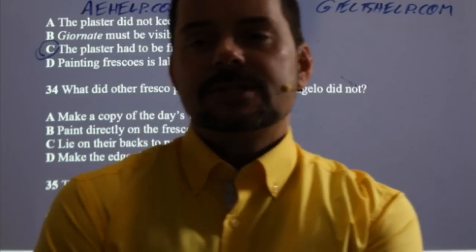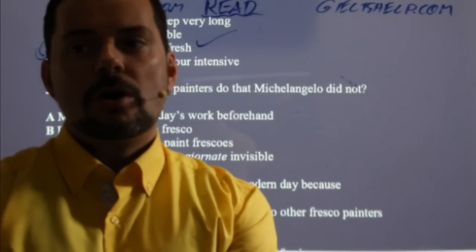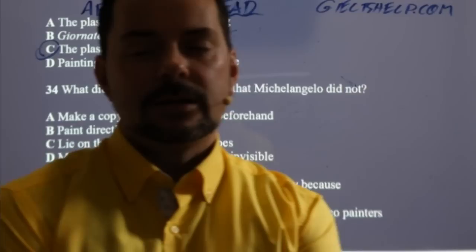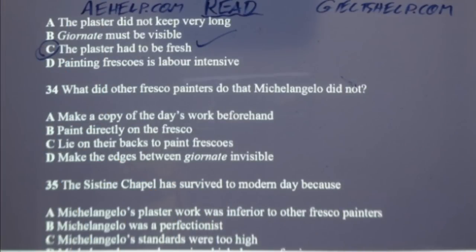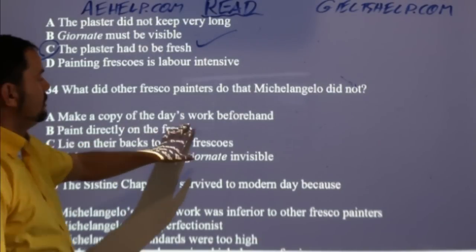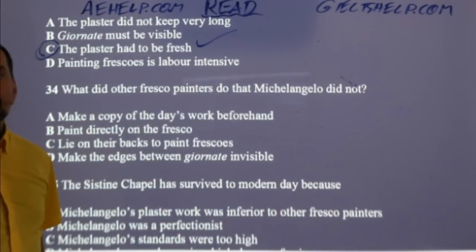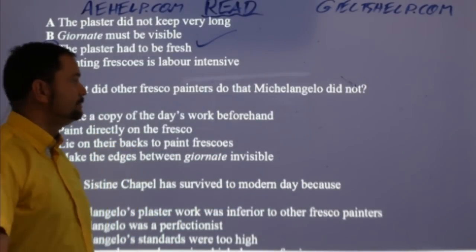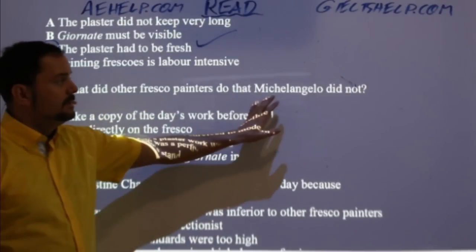Yeah, there was that one part. I'm not sure if any of you caught that, but he didn't draw his painting before painting. Which is incredible, and that one really stuck with me. So really do pay attention to your reading. So I would say that the correct answer here is A, make a copy of the day's work beforehand. John says copy, so John got it right. Yeah. So other painters made a copy before they painted.